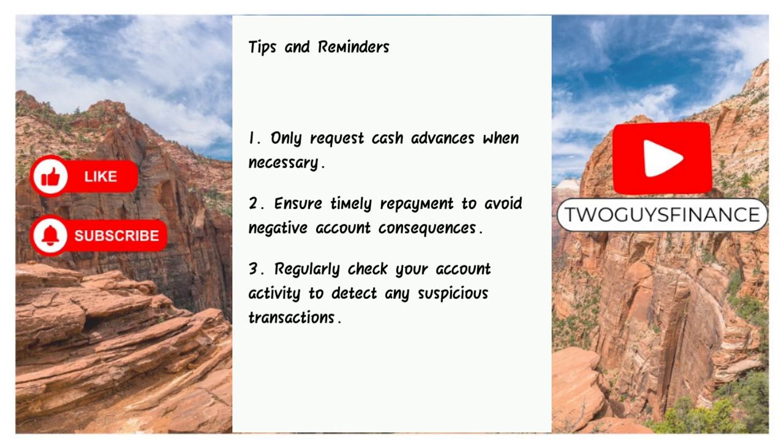The second, of course, is to ensure timely repayment to avoid negative account consequences. If you don't pay back on time, your account is going to suffer for it. The next time you might want to request an advance, you might find yourself in a situation where you have a much lower limit than before, and this would be due to untimely payment. The third is to regularly check your account activities to detect any suspicious transactions. If somebody else is having access to your account, by regularly keeping an eye on your account, you're going to be able to catch that early on.